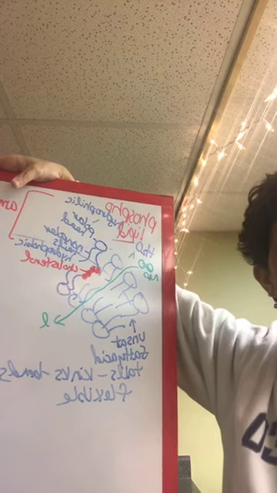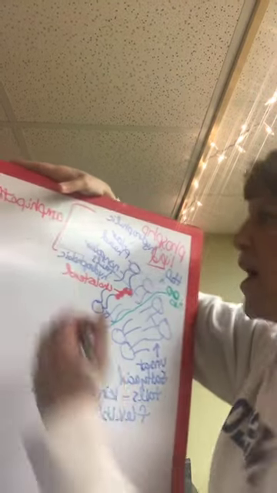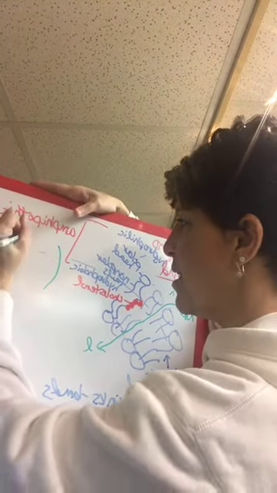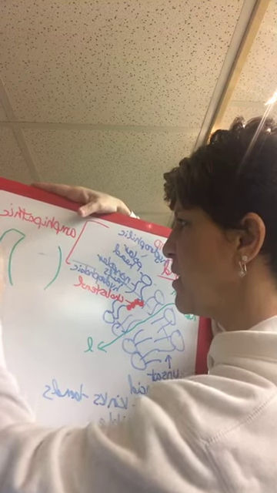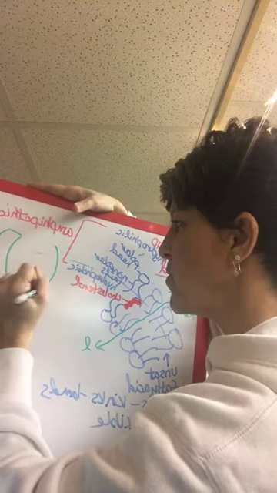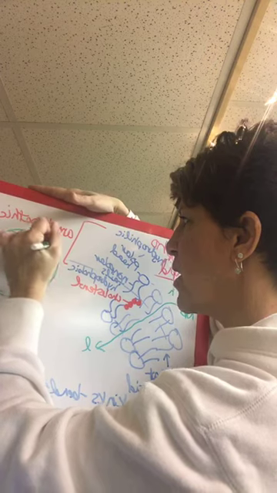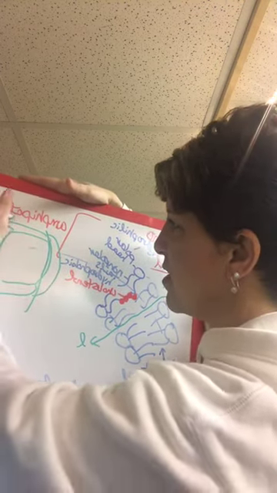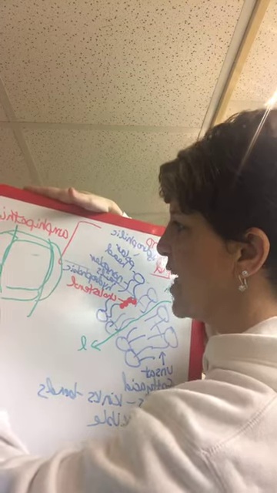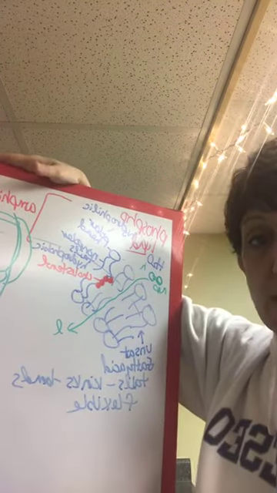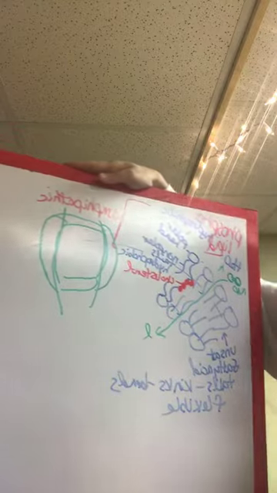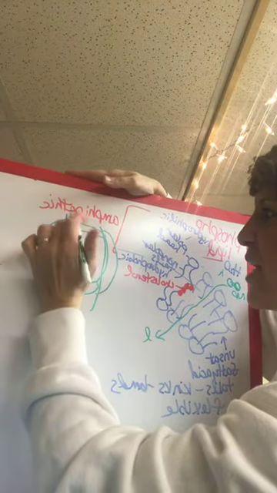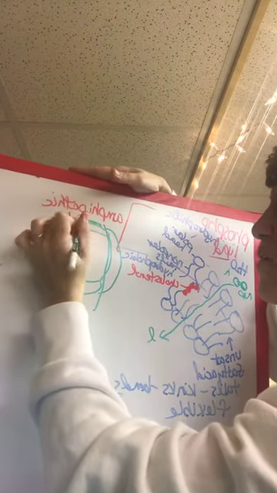Now I'm going to show you facilitated diffusion. I'm going to make in my lipid bilayer a big protein. So here's my big protein, and my big protein is actually a channel. This channel is very specific. It will only allow certain molecules through. We'll say that this channel has a gate on it. So right now it's closed.